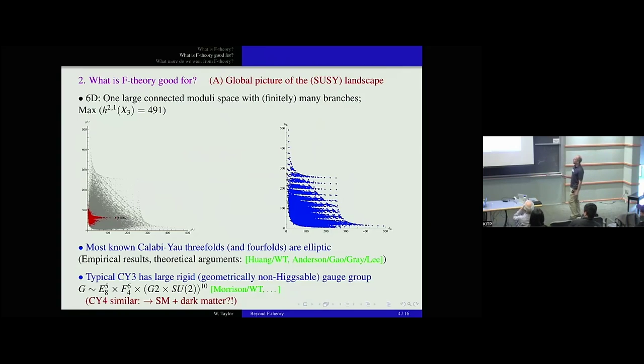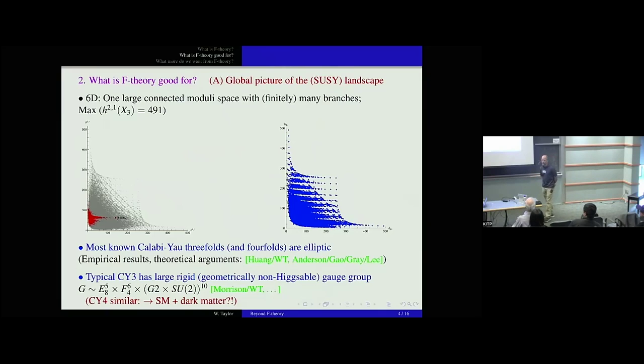And so one way to picture that space is to think of the space of Calabi-Yau manifolds. So this is the famous picture of the Kreuzer-Skarke database. It's a database of 400 million toric hypersurface Calabi-Yaus. We've heard a little bit about this this week. It turns out that almost all known Calabi-Yau 3-folds and 4-folds are elliptic. And this is work that we and also Laura and James and company have looked at various different classes of Calabi-Yaus.